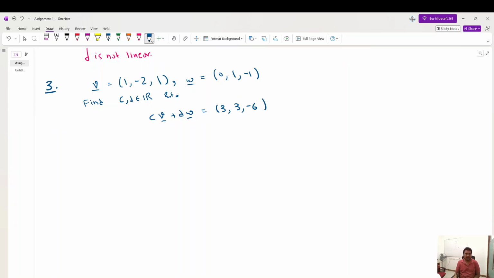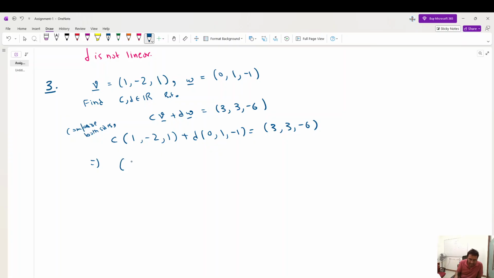Let us see, guys. Basically, we have to do this scalar multiplication here. C will be multiplied with each and every element. So let us compare both sides. What you will get is C(1, -2, 1) plus D(0, 1, -1) is equal to (3, 3, -6), right guys? Solve it. You know how to multiply and add, right?